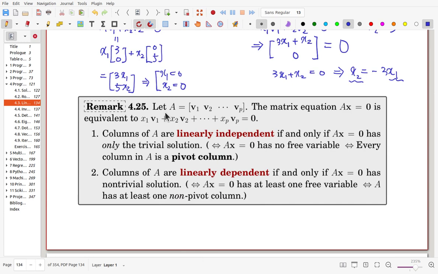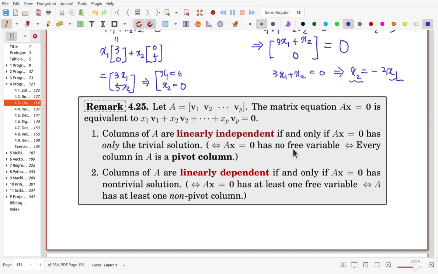We collect the vectors to form a matrix. The matrix equation Ax equals 0 is equivalent to this vector equation. And the columns of A are linearly independent, that is the same as here: V1 to Vp are linearly independent if and only if Ax equals 0 has only the trivial solution. From the definition, you can see it very easily. And that is also equivalent to Ax equals 0 having no free variable.